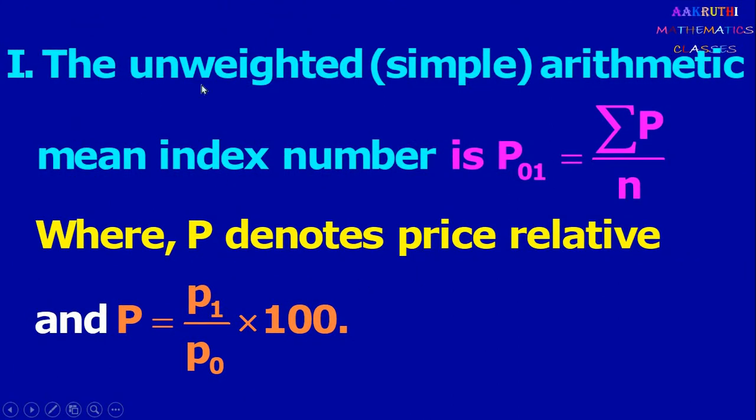Next is the unweighted or simple arithmetic mean index number. It is calculated using the formula summation of P divided by N, where P is the price relative, given by P equal to P1 divided by P0 into 100. First you find the price relative and take the average of the price relatives; this is called the simple arithmetic mean index number. It is denoted by P01. So P01 equals summation of P divided by N, where P is calculated using P1 by P0 into 100.